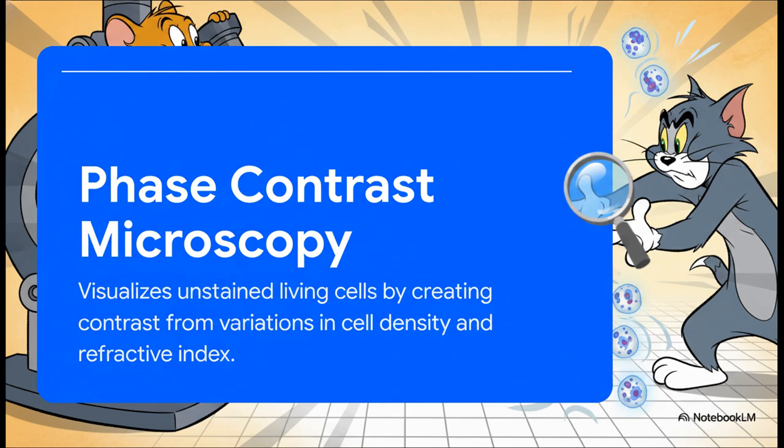Another really brilliant technique for looking at living cells is phase contrast microscopy. It's pretty clever. As light passes through a cell, it gets slowed down just a tiny bit by denser parts inside the cell. Our eyes can't detect these little shifts in the phase of light, but a phase contrast microscope can. It converts those invisible phase shifts into visible differences in brightness. This lets us see all sorts of intricate internal structures in living, unstained cells in real time.